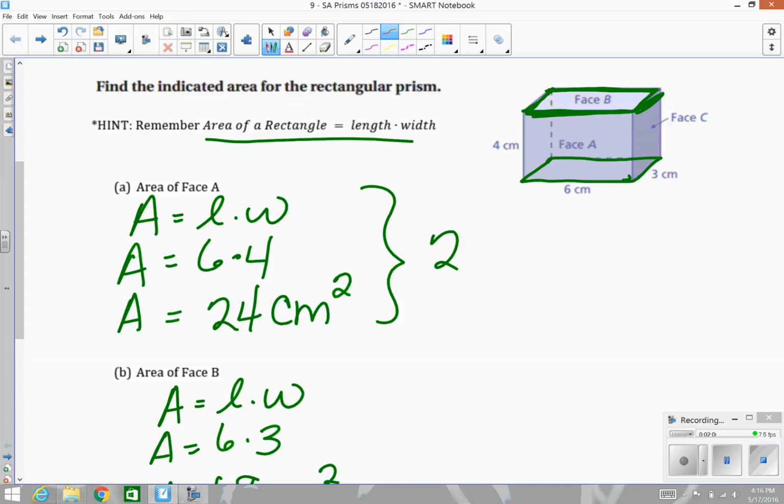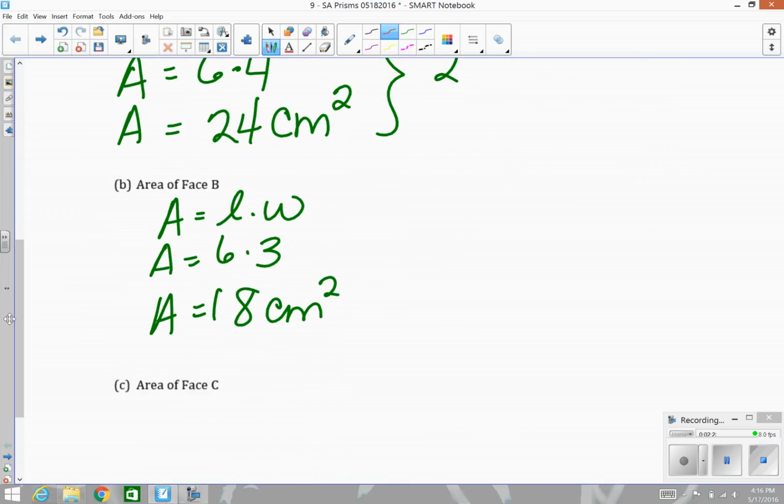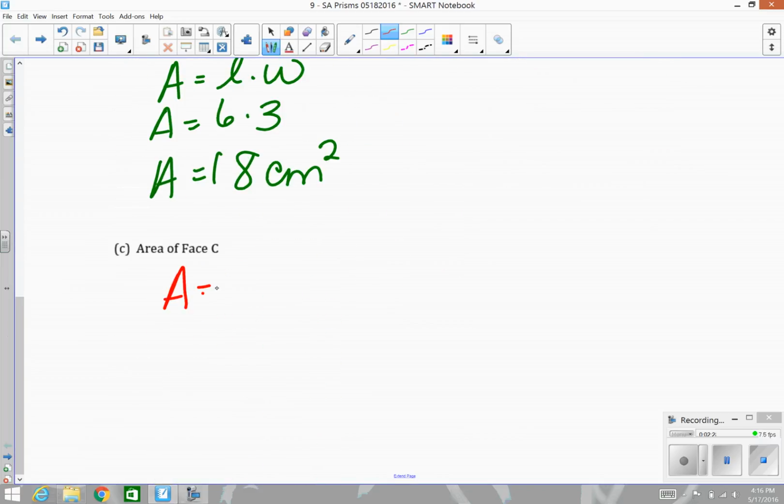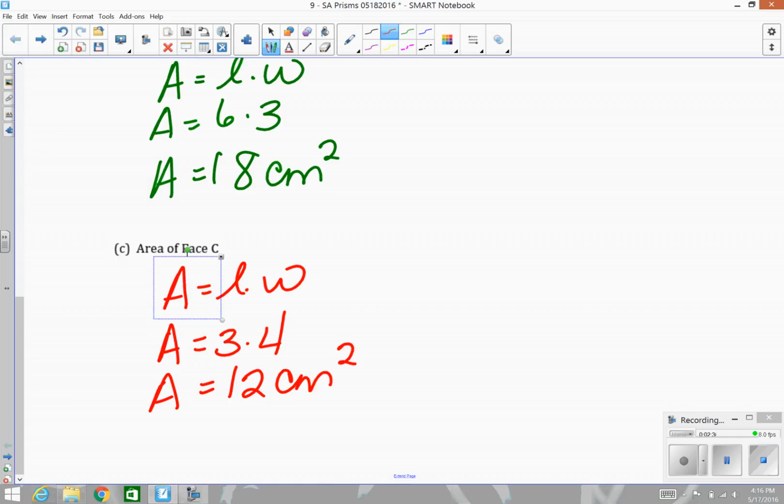And then lastly, we have face C, which is this one here. That is 4 on this side, by 3 down here. So once more, area equals length times width, area equals 3 times 4, area equals 12 centimeters squared. That is the amount of work I expected to see, so if you need to add it before moving on, please do so, and then flip the page.